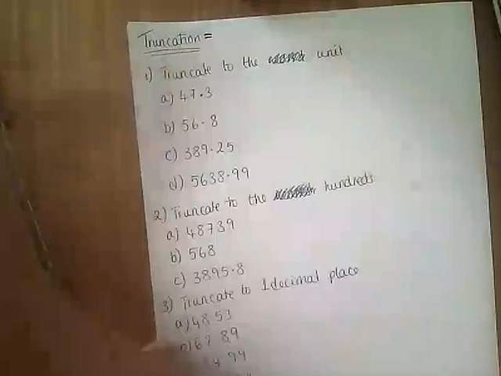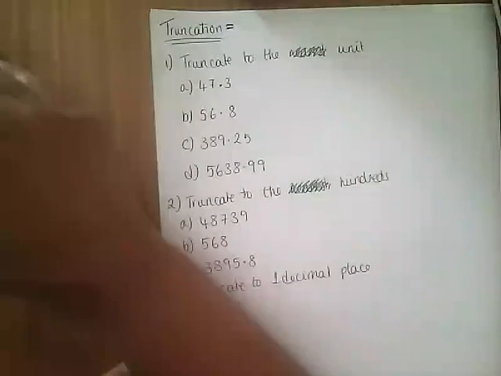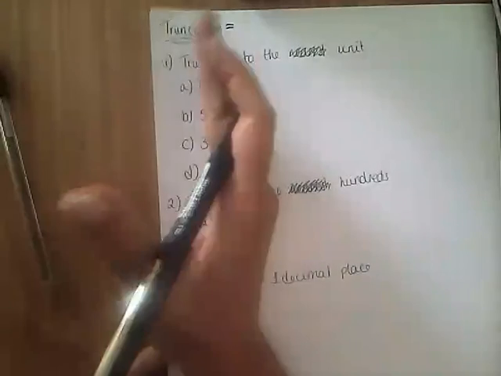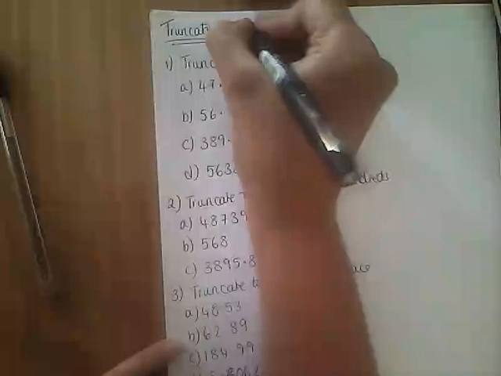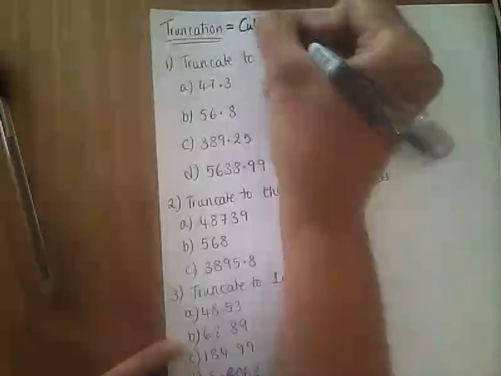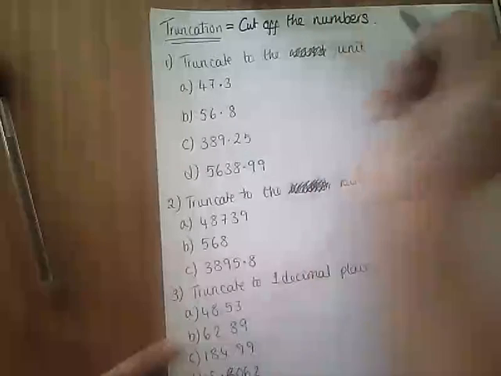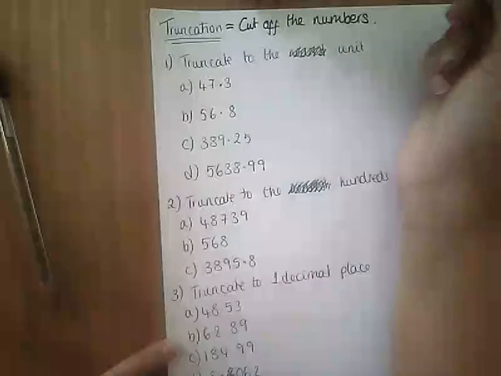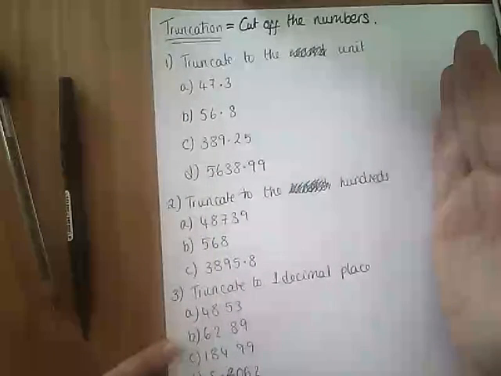Truncation is similar to rounding, but you don't round, you just cut off any numbers you don't want. So you cut off the numbers after the bit you want. If we would truncate something to 1 decimal place, you would just chop off all the numbers that were after 1 decimal place.